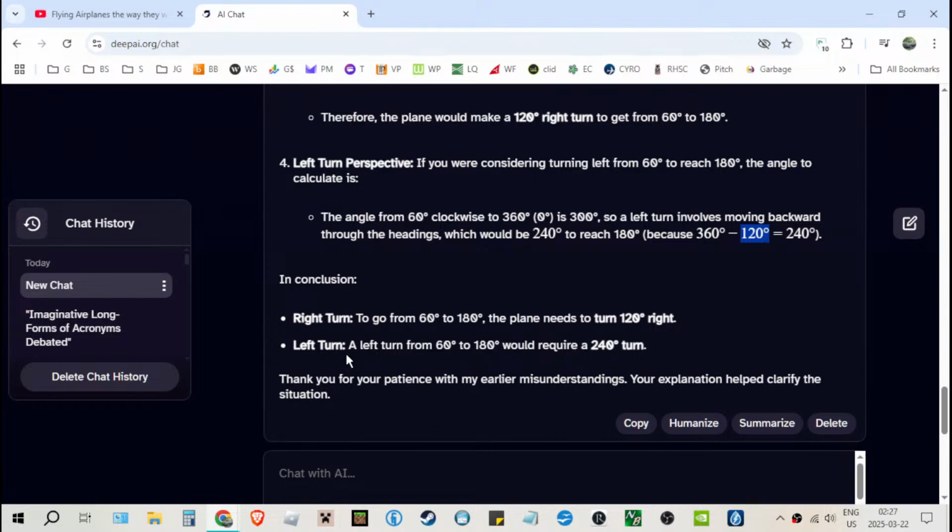So now the AI has learned that you can take the right turn of 120 degrees, and using that number, you can take 360 minus that number to get the number desired for a left turn. That's fantastic. So AI learns fairly quickly, and we can teach it. I didn't directly teach it this formula. It actually taught me this formula.